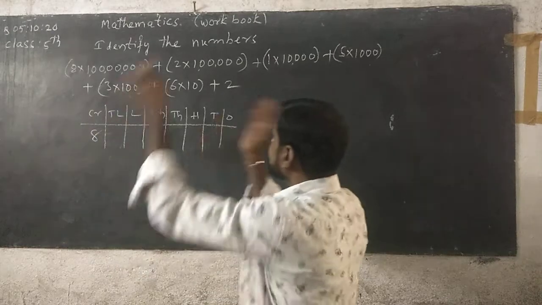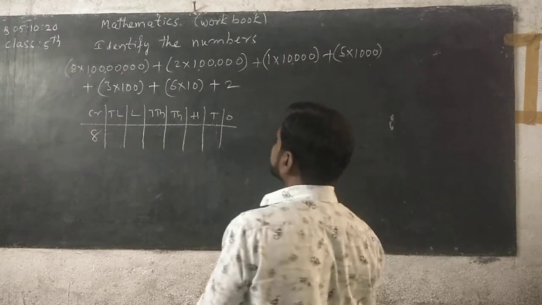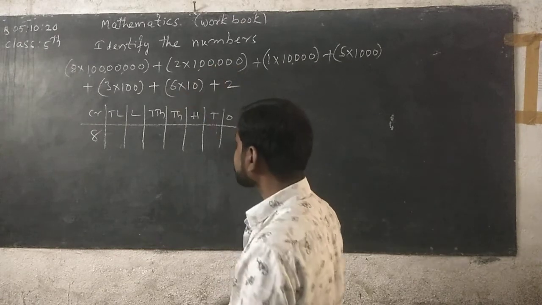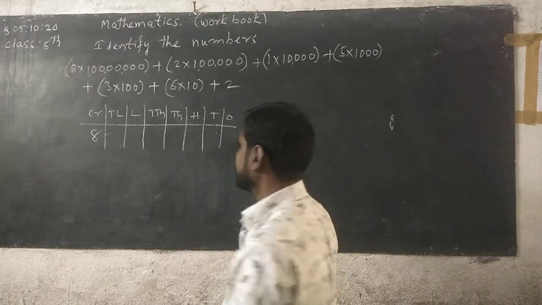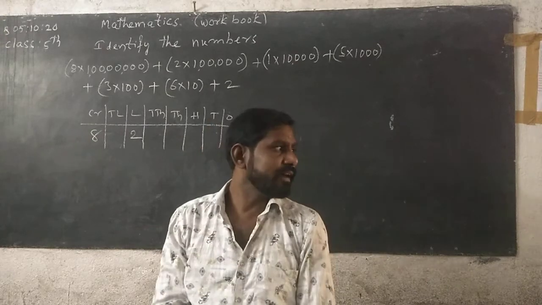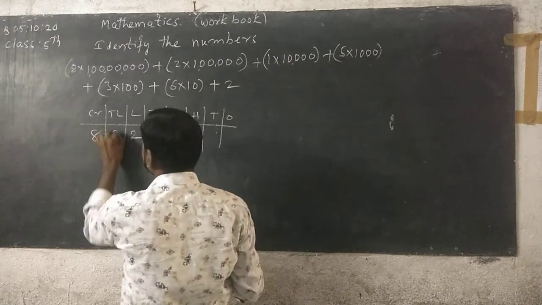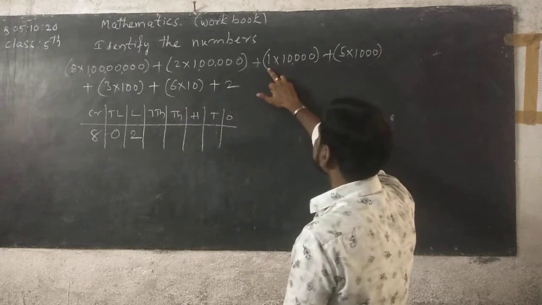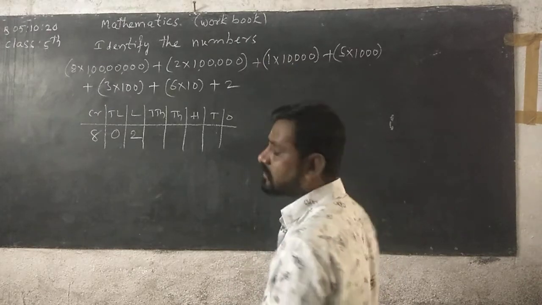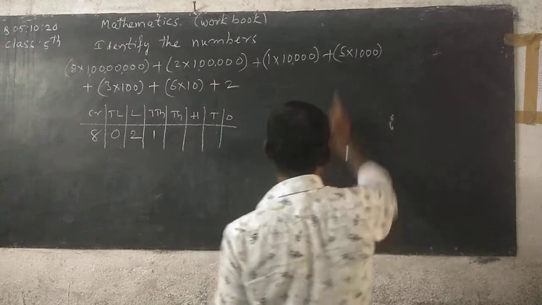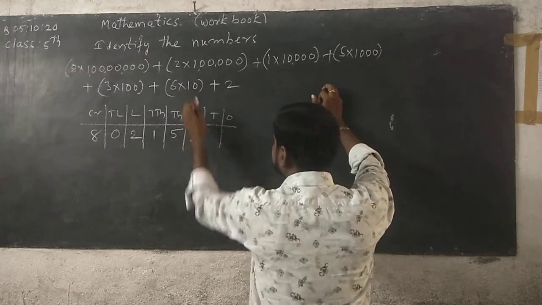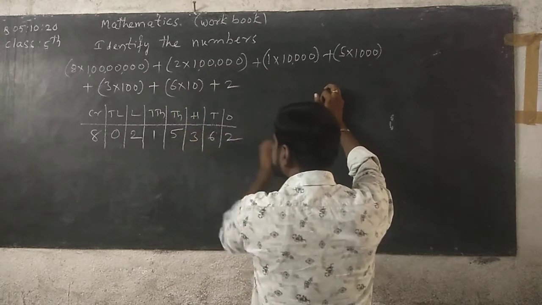Now next, we go to the next number from left to right. Ones, tens, hundreds, 1,000, 10,000, lakh. 2 is in lakhs place. What about 10 lakhs place? There is no value, so you can write 0. Now next, 1 is in 10,000 place. So 1 into 10,000 means 1 is in 10,000 place. 5 is in thousands place. 3 is in hundreds place. 6 is in tens place. 2 is in ones place.